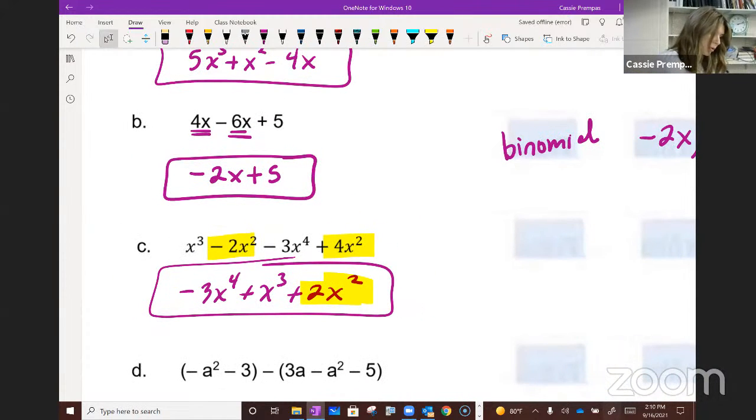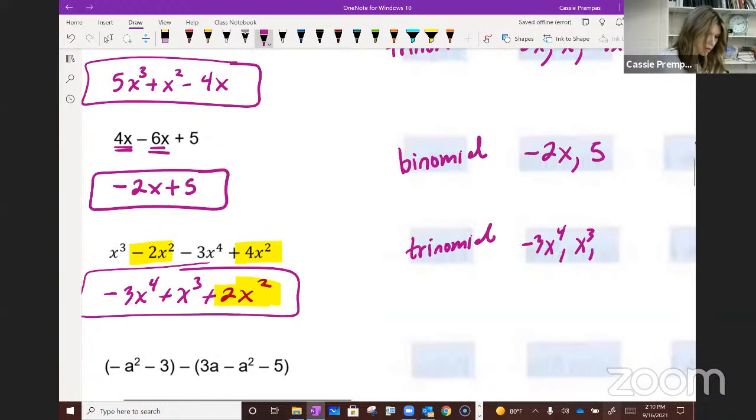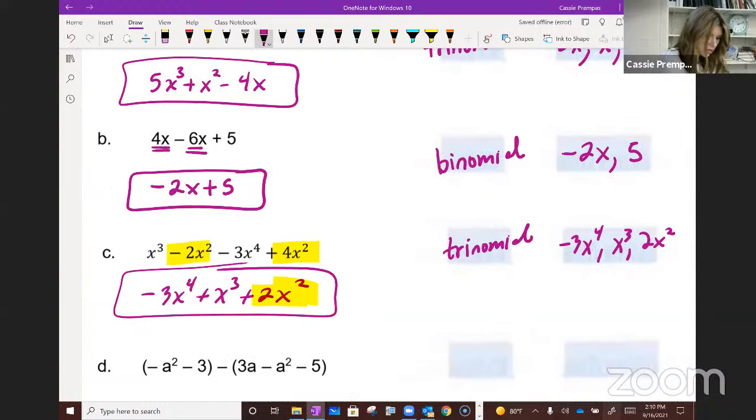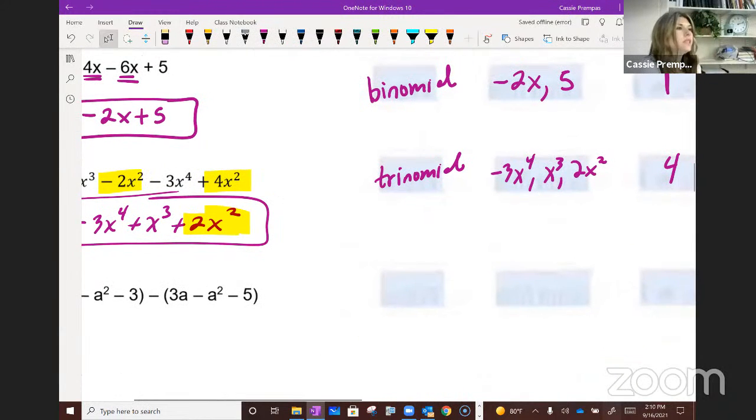What type of polynomial was this, or is this? Trinomial, nice. Make sure you can distinguish the terms. We have negative 3x to the fourth, x cubed, and 2x squared. And what's the degree? 4, nice. Sophie? Yes, only after it's in standard form.